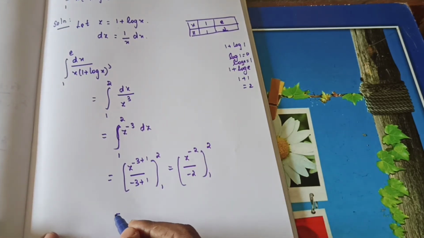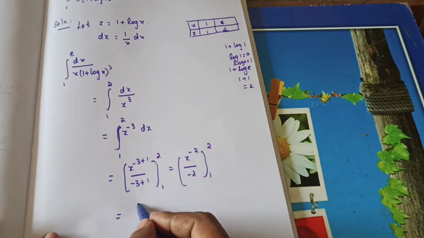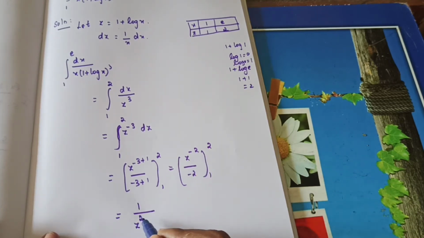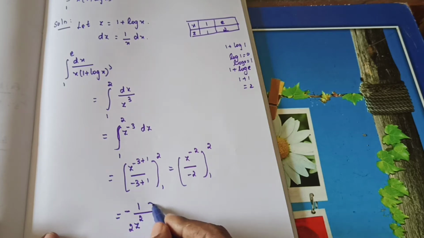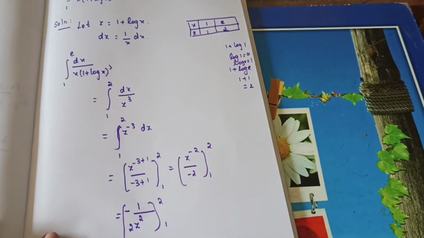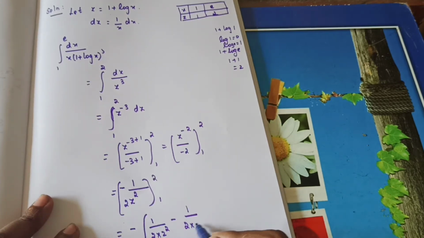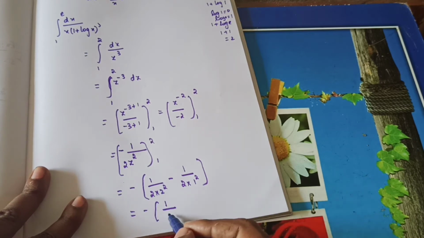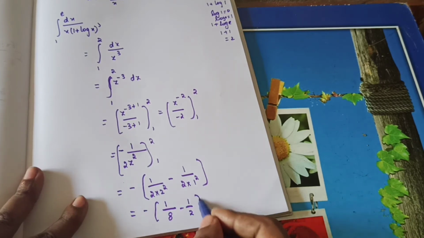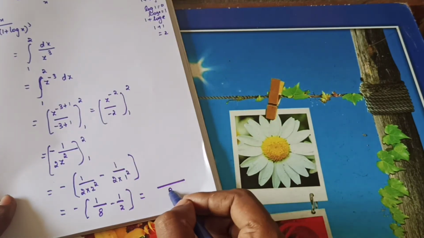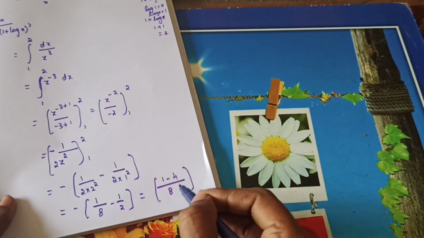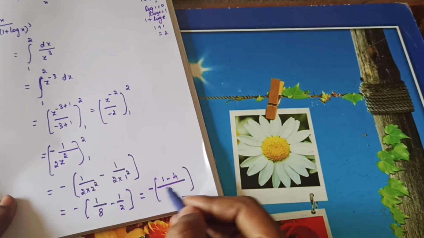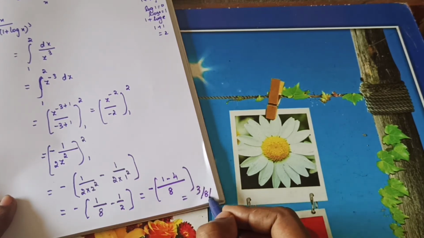That's equal to, now we can bring this to here. Minus 1 by 2z square, apply the limit 1 to 2. Now apply the limit. Minus you can take common. So 1 by 2 into 2 square minus 1 by 2 into 1 square. So what's the value we'll get? Minus of 1 by 8 minus 1 by 2. The LCM is 8. So 1 minus 4. Minus is outside here also. So minus of minus is plus. So the answer will be 3 by 8.